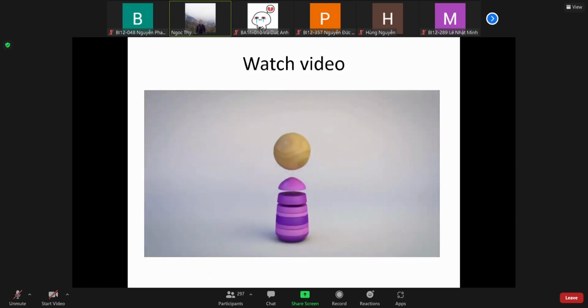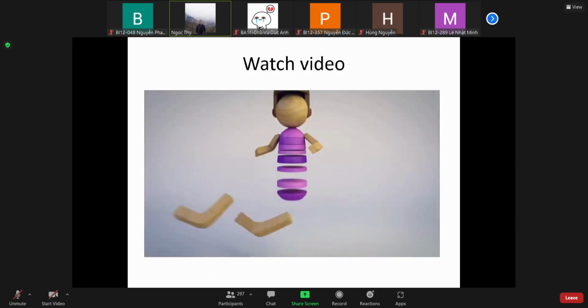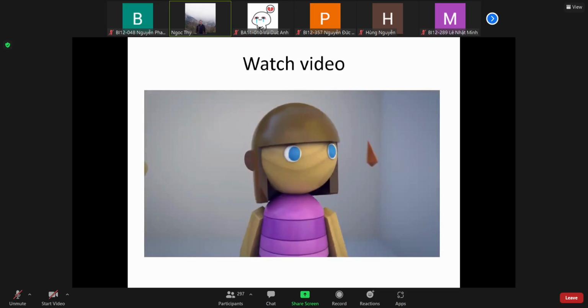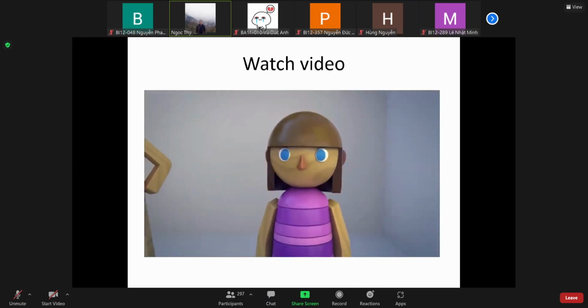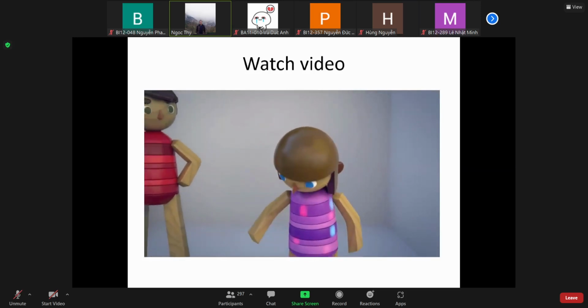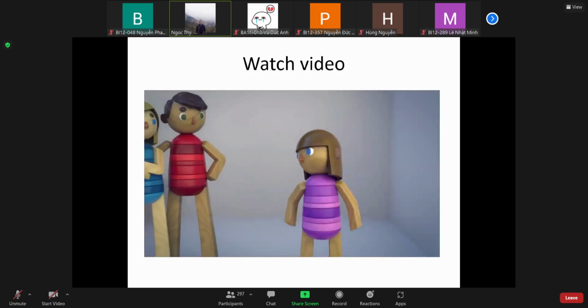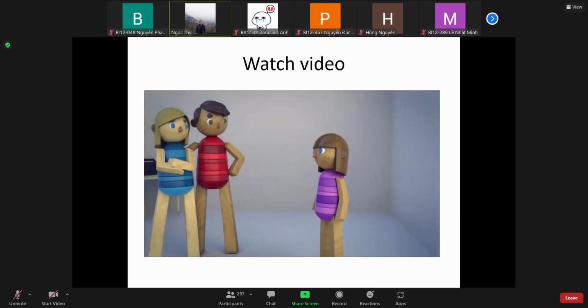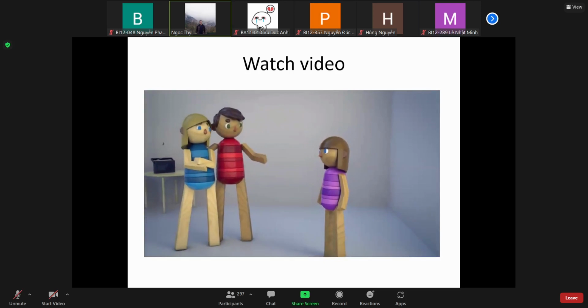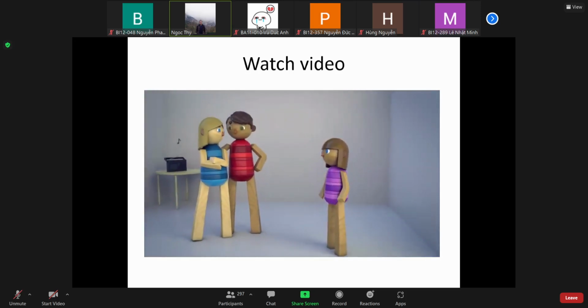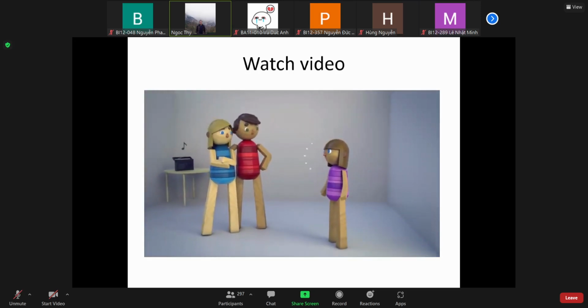Some traits are inherited, and some are shaped by the environment. Eye color and nose shape are inherited traits. They are controlled by genes, which we inherit from our parents. The language we speak and the music we like are shaped by the environment, which includes our culture, our experiences, and our physical surroundings.